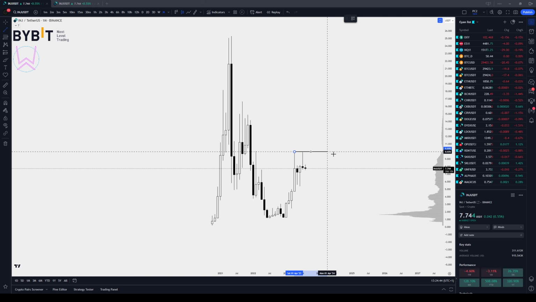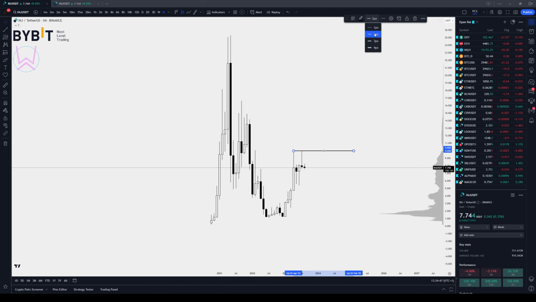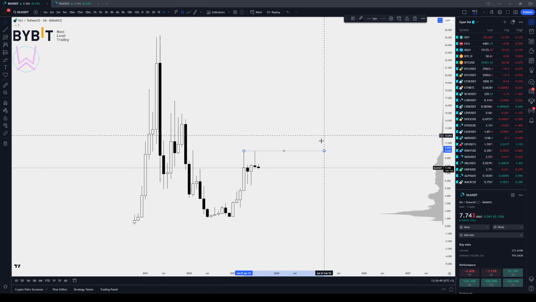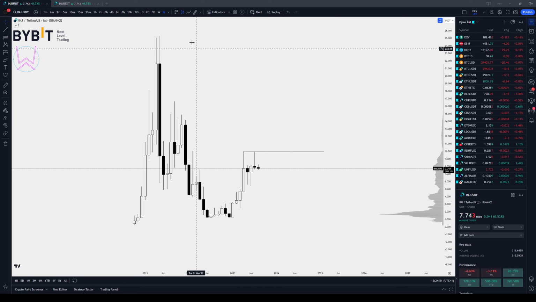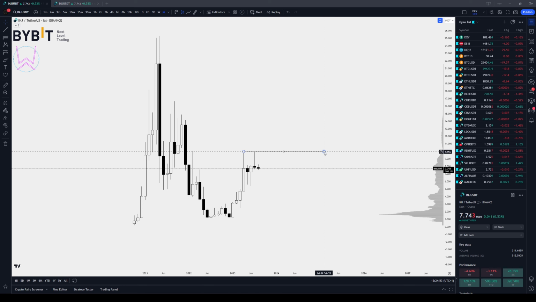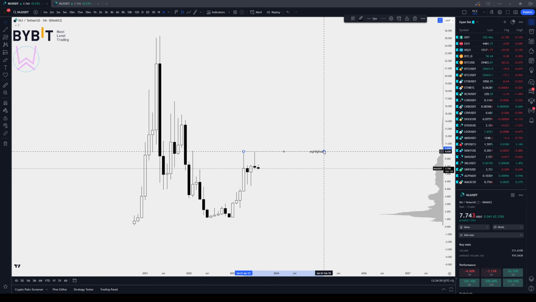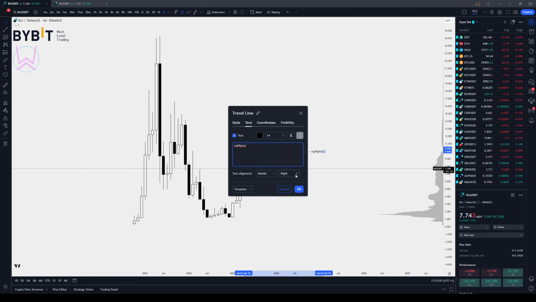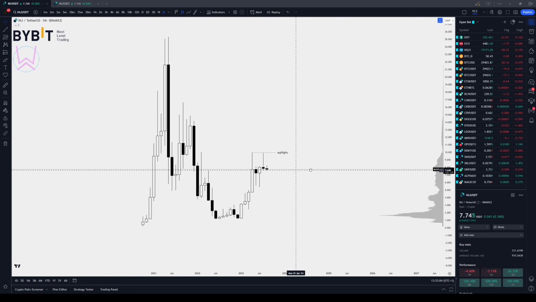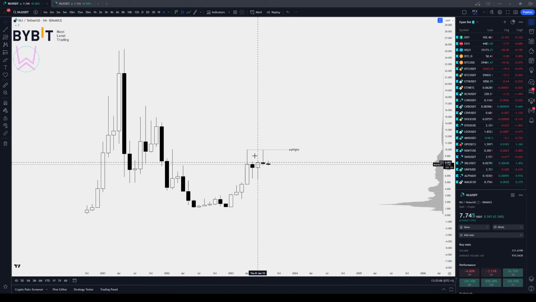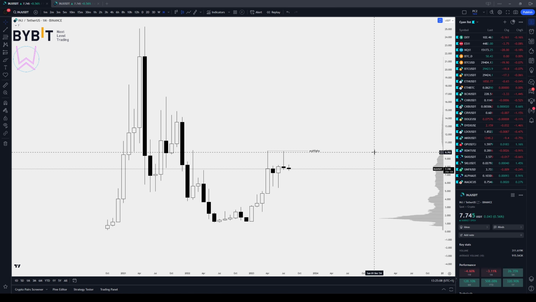Already I have these equal highs here, which are definitely a point of interest for me on INJ. These monthly equal highs, so we mark them out. So we have monthly equal highs. That's first of all a liquidity point of interest for us.